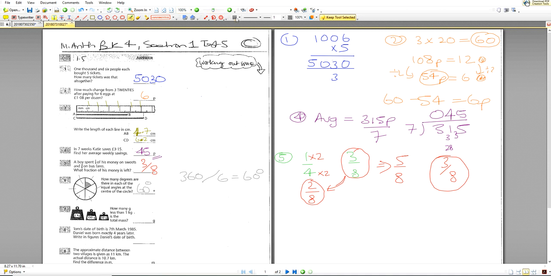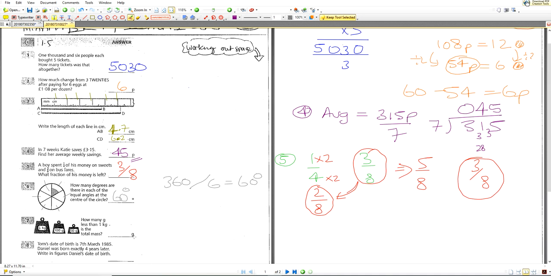Okay, next question. How many grams less than 1 kilogram is the total mass? So we have half a kilogram. Half a kilogram is 500 grams plus 100 grams plus 50 grams. So that gives us a total of 650 grams. And the question goes, how many grams less than 1 kilogram? Well, 1 kilogram is actually 1,000 grams. So we've got to work out the difference between these two numbers. That will give us an answer of 350 grams, and that's the number that goes over here.